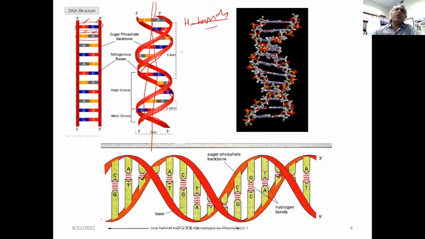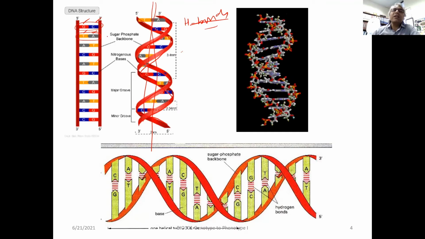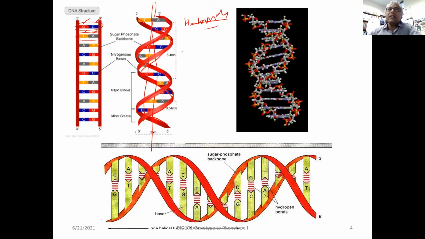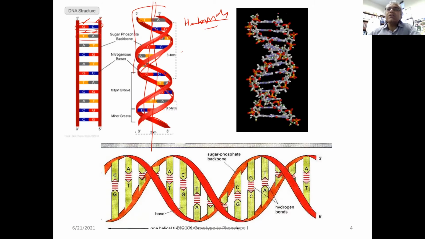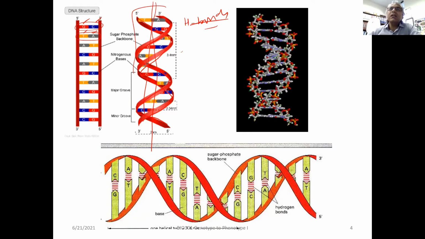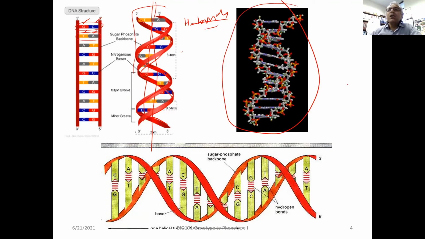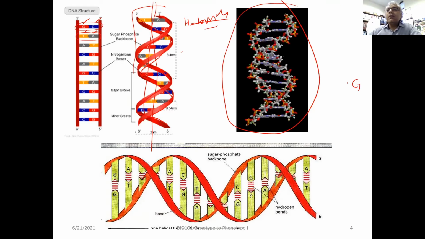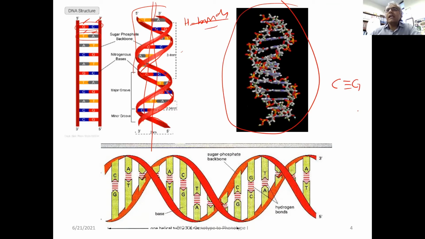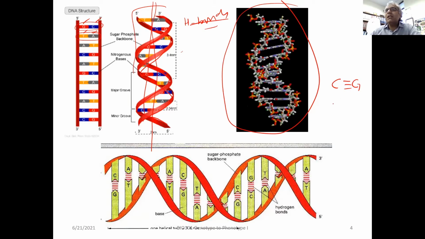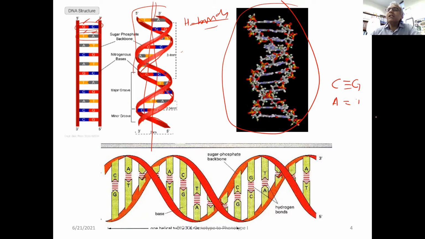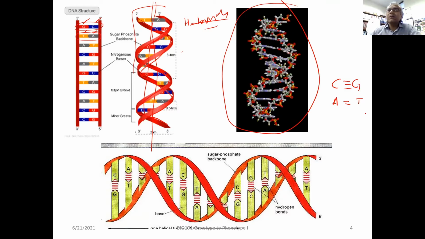In simplified form, we have this ladder-like structure, but DNA never looks like this. DNA is actually a helical structure like this one. Okay. Now, guanine and cytosine carry 3 hydrogen bonds between them, and adenine and thymine have 2 hydrogen bonds.